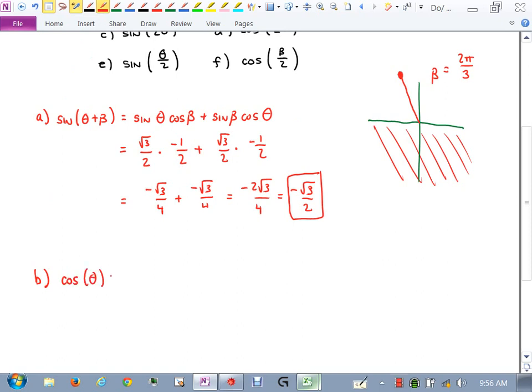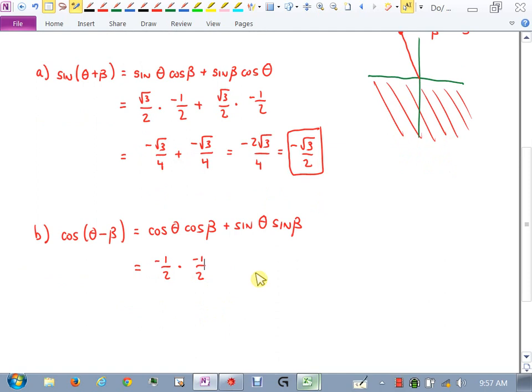I'm going to go to the formula again. According to the sum and difference formula, if I'm using the subtraction, be careful on this, right? If I'm using subtraction, this will turn into cosine theta, cosine beta, but then what? Plus sine theta, sine beta. What is cosine theta? Negative 1/2? What's cosine beta? Negative 1/2 again?